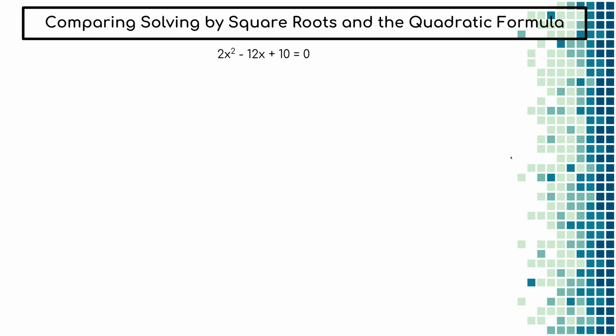So let's take a look at a typical quadratic equation that we would want to solve. We're going to solve this two different ways. We're going to solve by square roots and the quadratic formula. Now, we should point out up front that the numbers that we've used are going to work out in a particular way. And that's just so that we can contrast the two different methods.